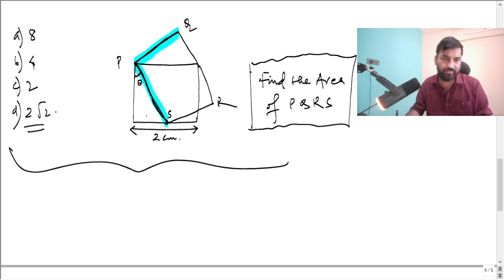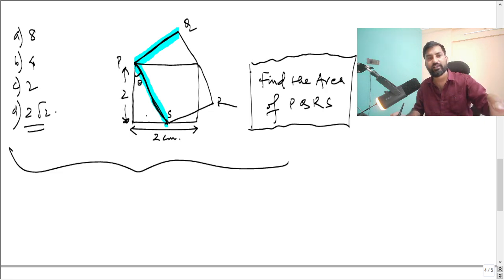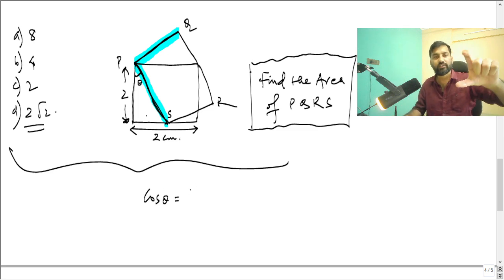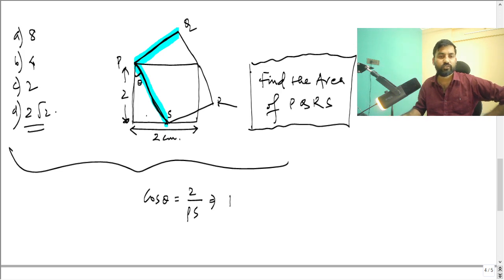And this is a base. You know this base. ठीक है, आपको ये base पता है. If you know the base and you know the angle, then cosine theta will be what? You can just write cosine theta. It is going to be the base upon hypotenuse, that is PS. So what is PS, guys? PS is going to be 2 by cos theta. Okay, please remember this.